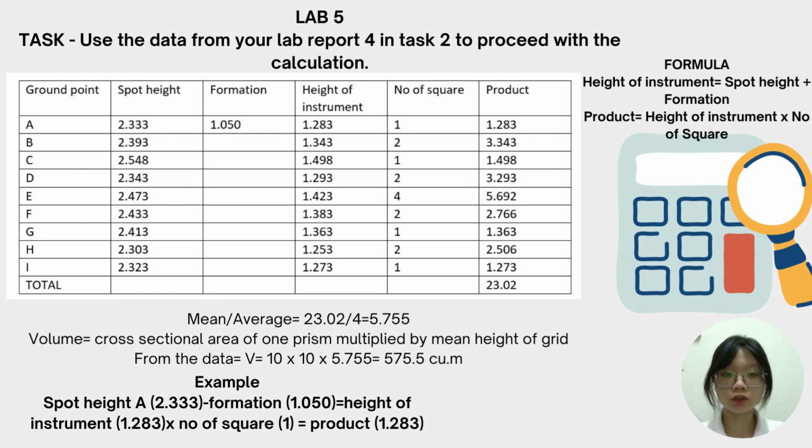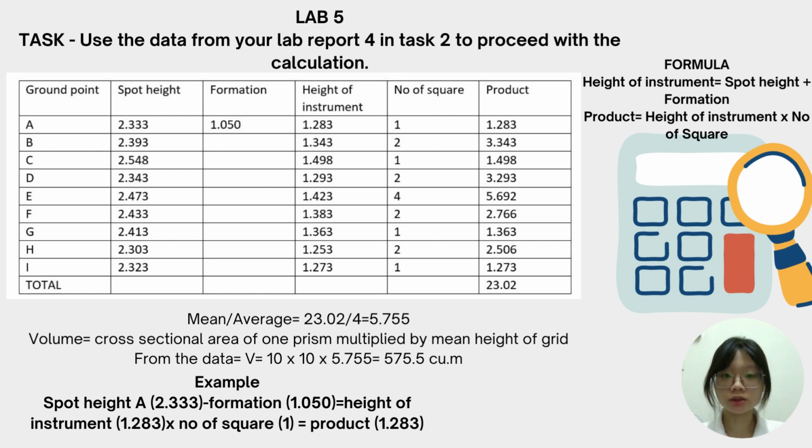Now I want to present Lab 5, where the task is using the data from our Lab report 4 in task 2 to proceed with the calculation. The formula for the height of instrument is the spot height plus the formation, and the product equals the height of instrument times the number of squares. The formation for the construction is 1.05. For example A, the spot height equals 2.333 minus the formation, which is 1.05, equal to the height of instrument, which is 1.283, and times the number of squares, which is 1, equal to the product 1.283.